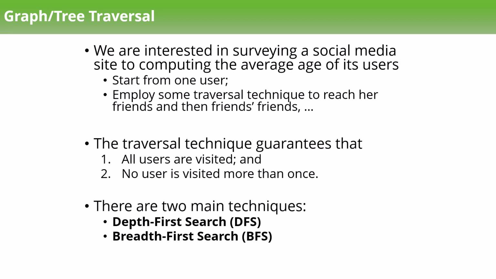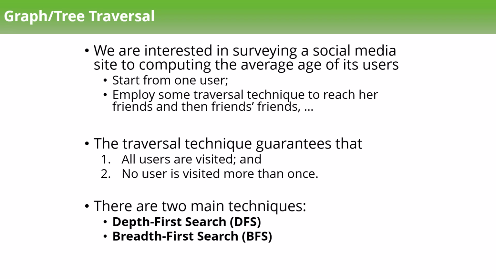So before learning the algorithms, let us understand why traversal is needed. Suppose Facebook wants to calculate the average age of its users. Can Facebook ask everyone simultaneously? It's not practical. Instead, it starts from one user, then visits that user's friends. After that, it visits their friends. Eventually, every connected user is visited. This process is called graph traversal.